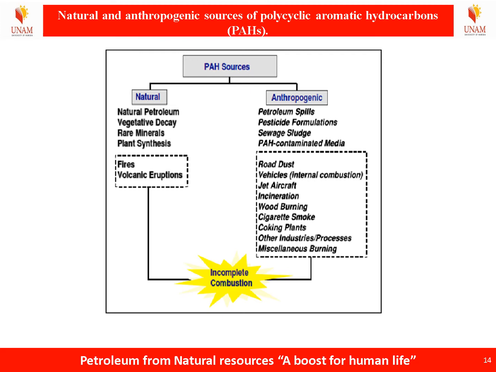Anthropogenic sources can be petroleum spills, pesticide formulation during the synthesis of pesticides, herbicides or insecticides, when they are synthesizing those types of compounds. So from that formulation also, then the sewage sludge, PAH contaminated media.